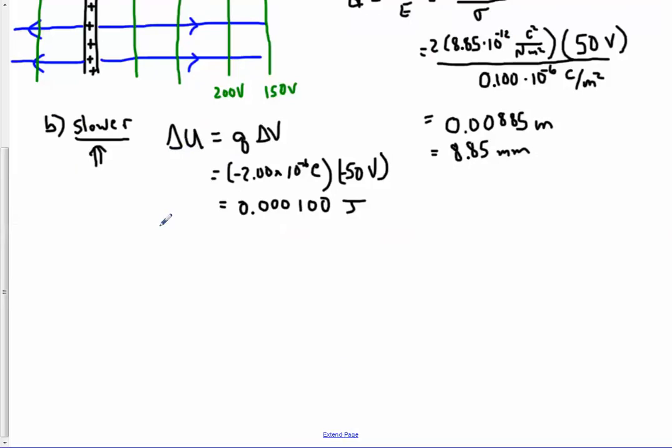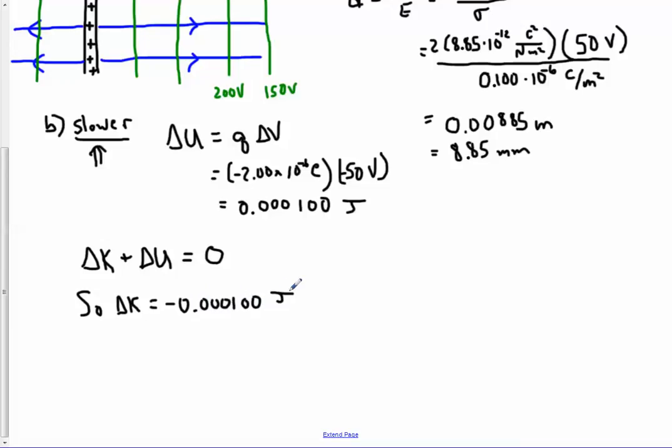Okay, so now I say, well, since potential energy goes up, and because there are no other external forces, this is an isolated system, therefore, I know that my overall energy, my mechanical energy, can't change. So the change in kinetic plus the change in potential has to be 0. So if potential went up by this number of joules, kinetic must go down by 0.1 millijoules. And there you go. So the kinetic energy goes down. That, of course, means that it goes slower. All right.